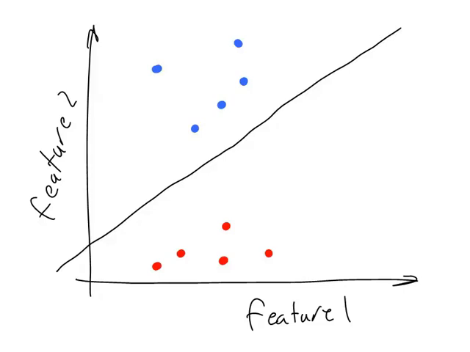In the future, when we see a new data point in the blue class that lies over here, we will misclassify that data point as being a part of the red class. Similarly, in the future when we see a red data point that shows up over here, we will misclassify that data point as being part of the blue class.